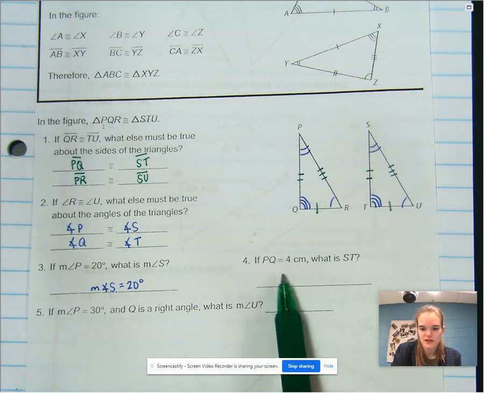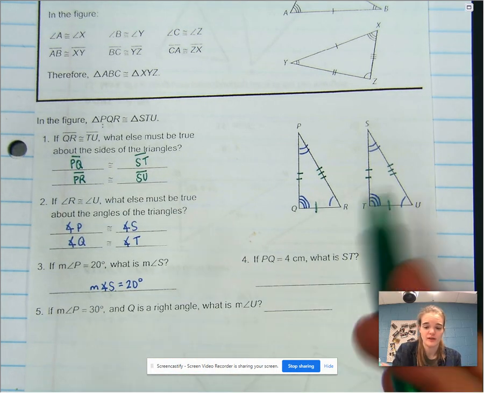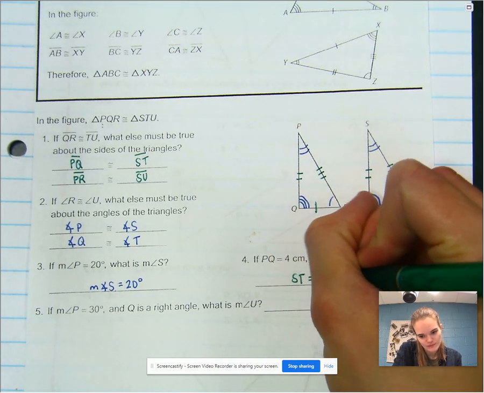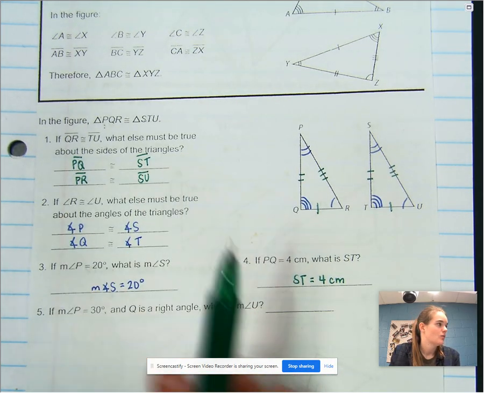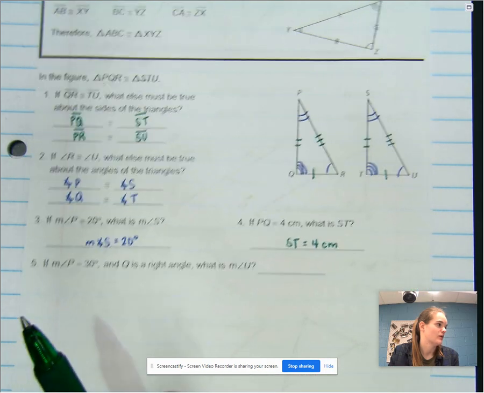Okay. If PQ is equal to 4 centimeters, PQ is congruent to ST. What is ST? Well, it's also 4 centimeters. By the way, see how these don't have a segment length over them, but these do? When they don't, it normally means they want you to find the actual length instead of saying what it's congruent to.